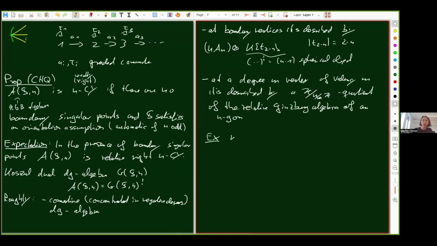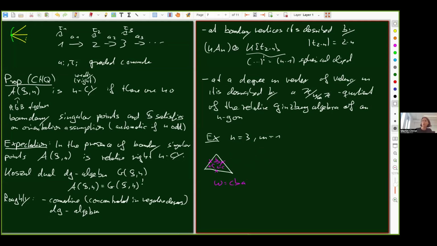So let's say n is equal to 3 and m is equal to 1, and we look at a triangle. What is the quiver of a triangle? You just have three arrows, but the direction of the arrows has now changed. Before they were going counterclockwise, now they're going clockwise. And I think that's deliberate. So if you have a triangle, what is the relative Ginzburg algebra of this quiver? Let's call the arrows A, B, C, with potential W equal to CBA.